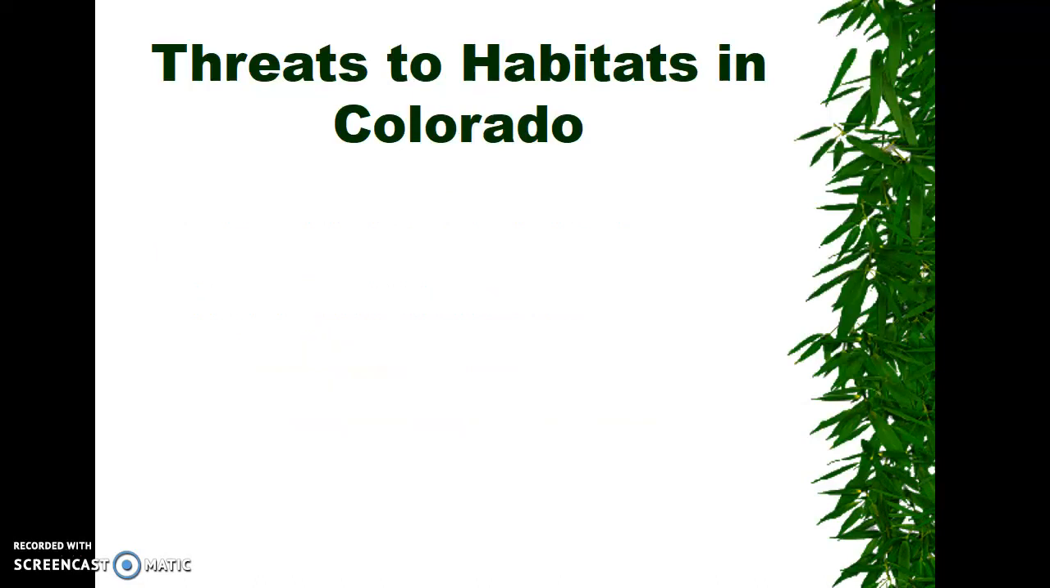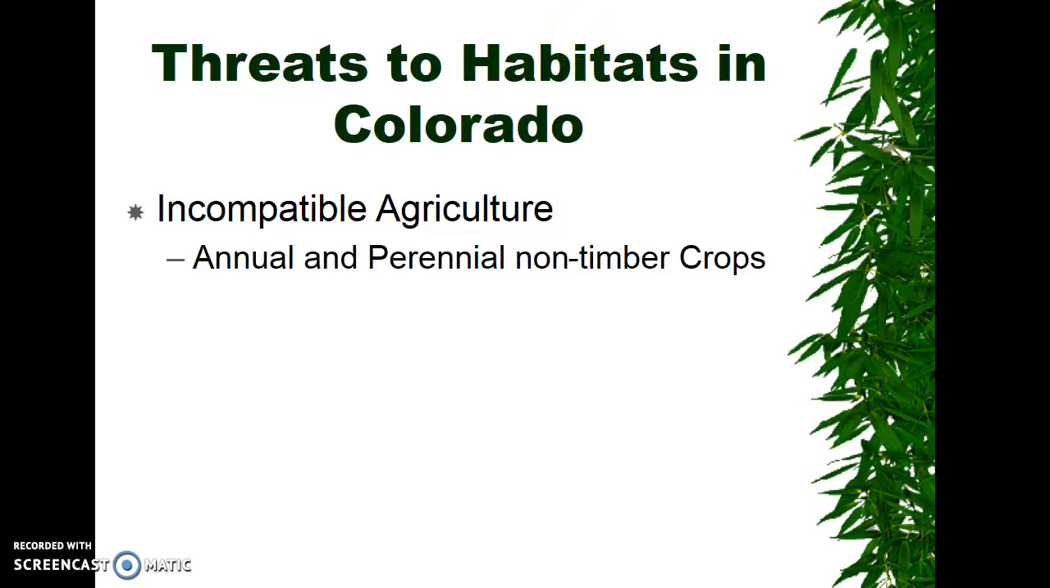Another threat to habitats might be incompatible agriculture, and by incompatible we mean incompatible with wildlife. So this would be annual and perennial non-timber crops. It's probably what you think of with crops. That would be anything from like corn and hay and things like that to more intensive agricultural operations, maybe feedlots, vineyards, plantations, things like that. Wood and pulp plantations, we don't think about that too much. That might just be where we've planted trees in areas that are outside of natural forests. Maybe it's just a Christmas tree farm or something like that.